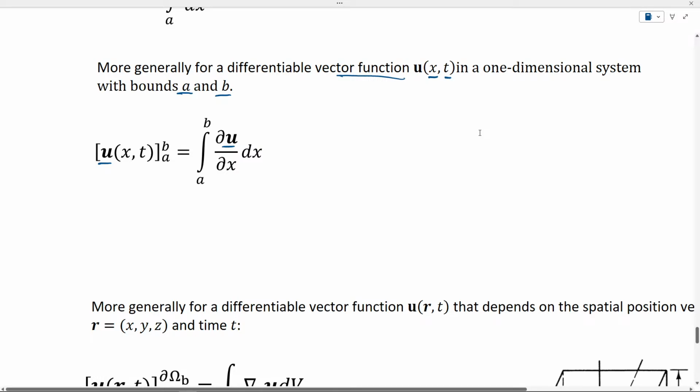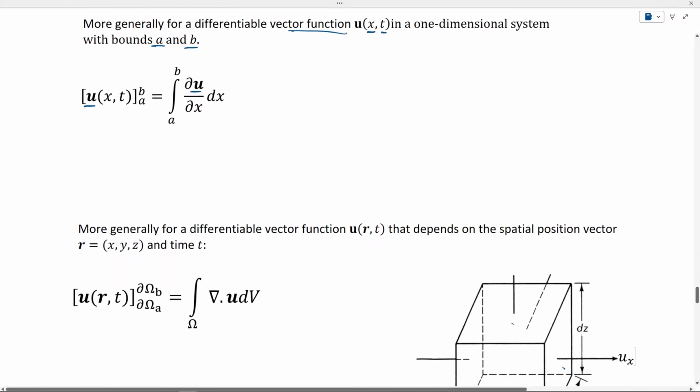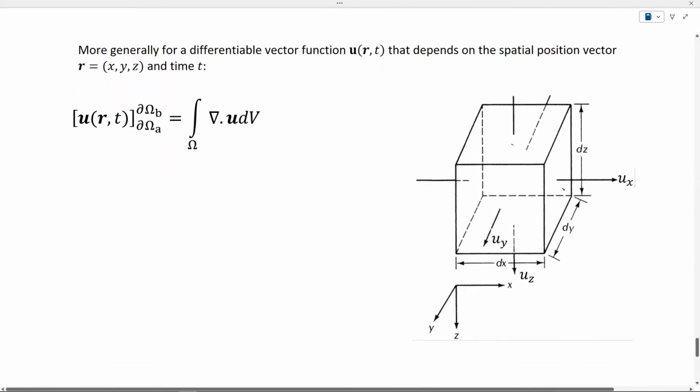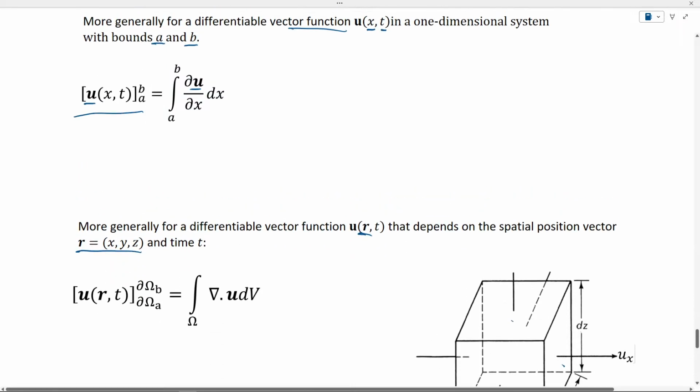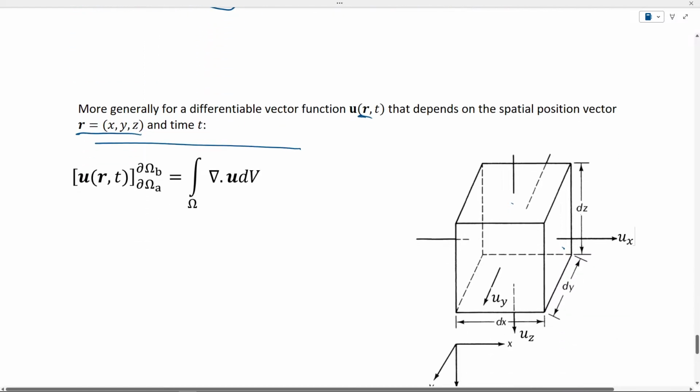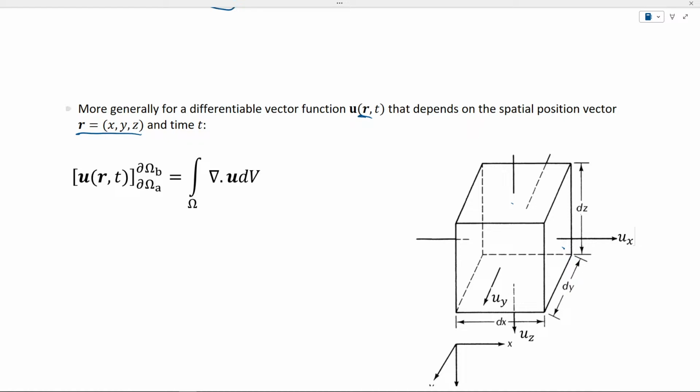Let's do this in a more general form. The more general case would be a differentiable vector function, where R depends on the spatial position vector. That R is another vector, a function of x, y, z. Then the fundamental theorem of calculus, which we already understand, will be this guy here. Again, don't be scared of this.